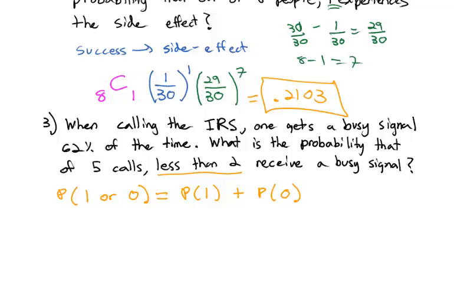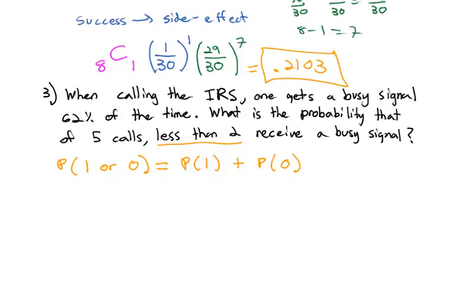So let's take a look at doing that. We're going to have 2 combinations here. First, with 1, we're looking at 5 calls. We're going to choose 1 of them to be busy. The probability that it's busy is 0.62, and we want that to happen once. The probability that it's not busy is going to be the complement of this. 1 minus 0.62 is 0.38. We want that to happen 4 times.